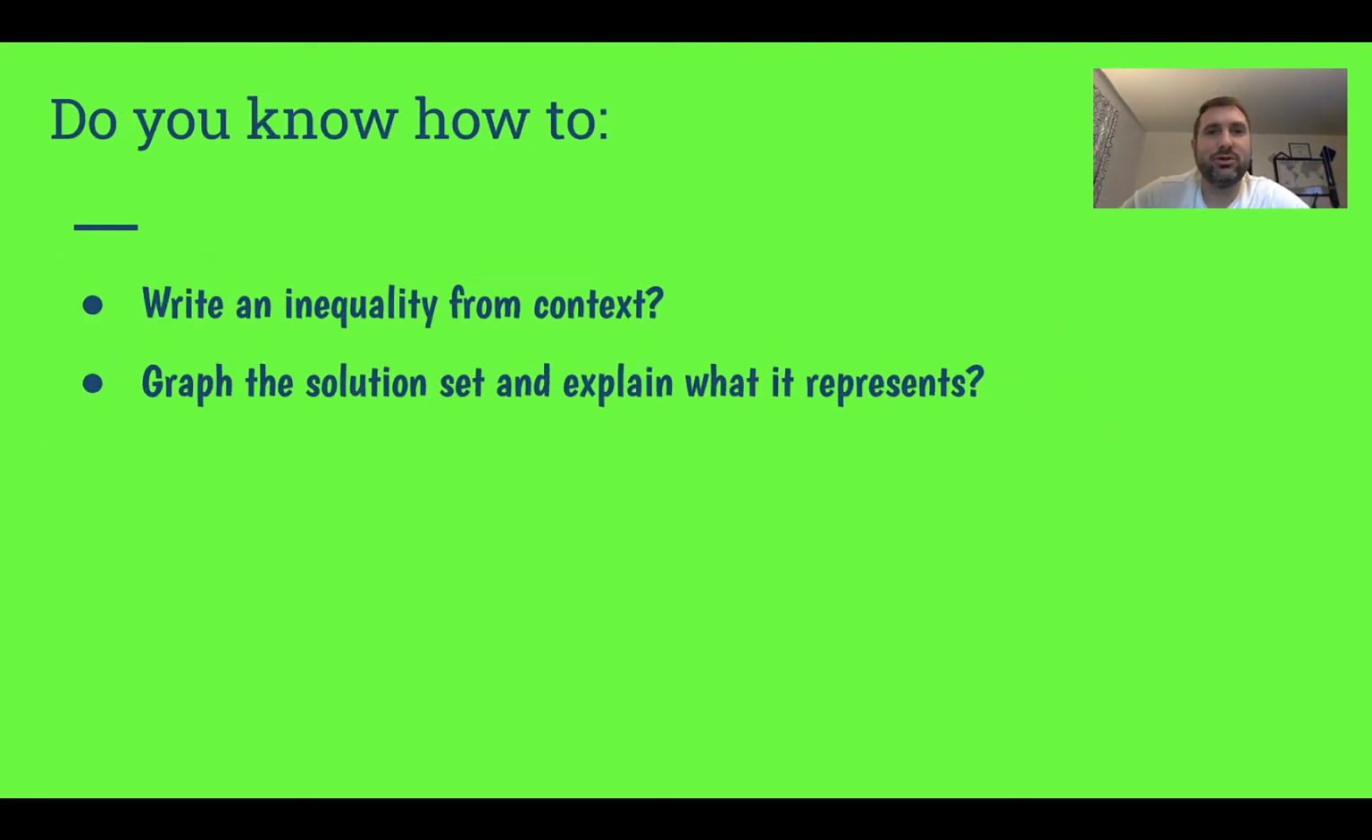After this lesson, do you know how to write an inequality from context? And can you graph the solution set and explain what it represents? If you're not sure about those things, go back and look at a couple of the examples to help further your understanding of this concept. And that's the end of lesson 5 of solutions of two-variable inequalities from context.